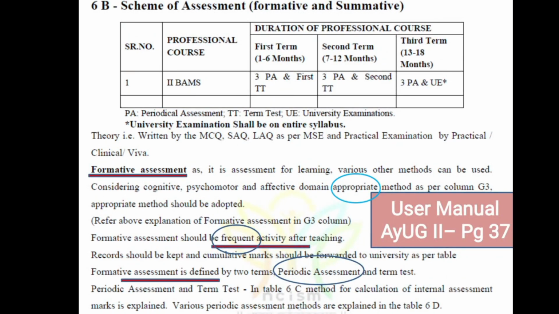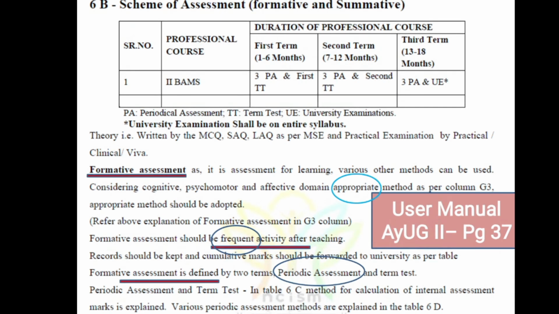I would like to bring your attention to the definition of formative assessment, that is, it is defined by two terms, periodic assessment and term test. In this context, the word frequent, that is, formative assessment should be a frequent activity after teaching, does not give any clear idea. But frequent we can consider as 3 assessments and 1 test. Also, saying select an appropriate method does not fulfill the teacher's requirement, which we will see in detail in the next slides.